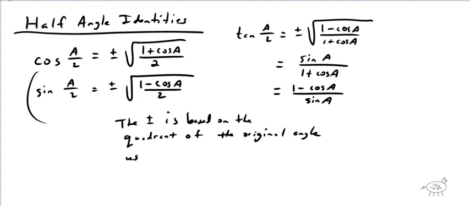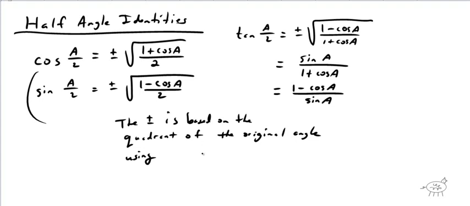And when I say the original angle, so whatever the angle is, if you're going to use half angle, if it's 300 degrees and you're going to use half angle, you're using 300. You're not saying 300 divided by 2 and get 150. You're saying what quadrant is 300 degrees in, and then is sine or cosine or tangent positive or negative.